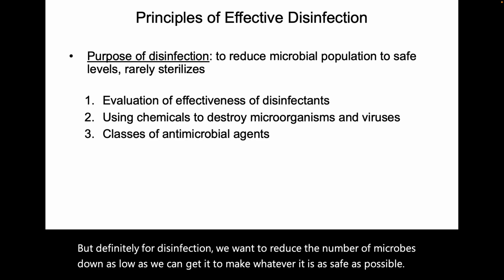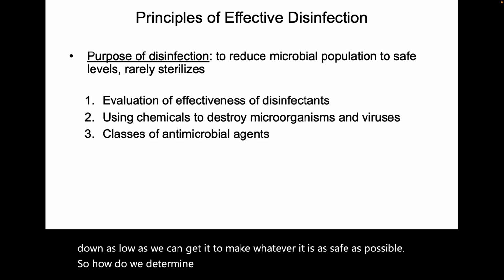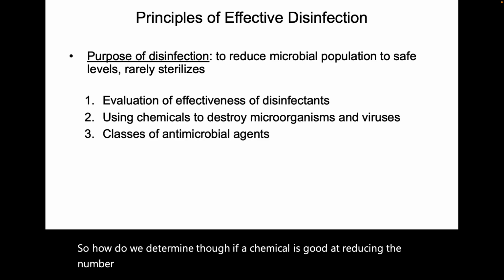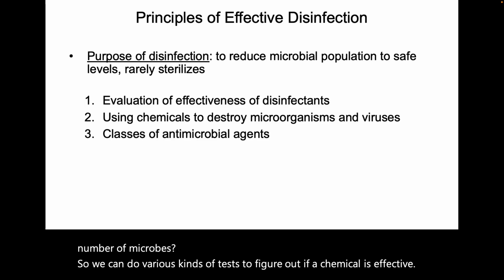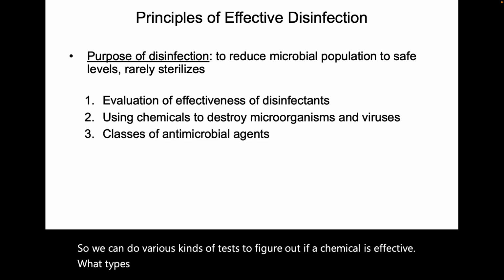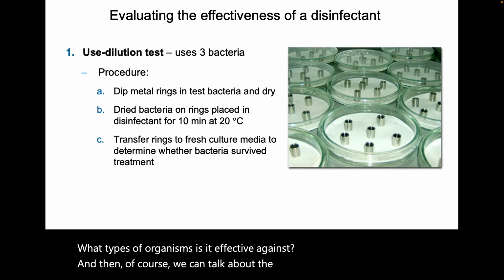So how do we determine, though, if a chemical is good at reducing the number of microbes? We can do various kinds of tests to figure out if a chemical is effective, what types of organisms it is effective against, and then of course we can talk about the different classes of agents that can kill microbes.